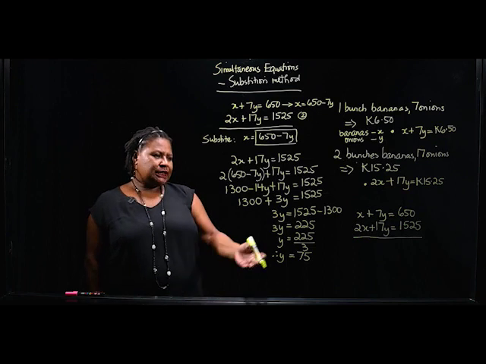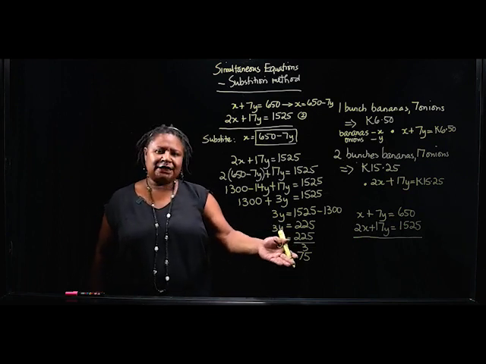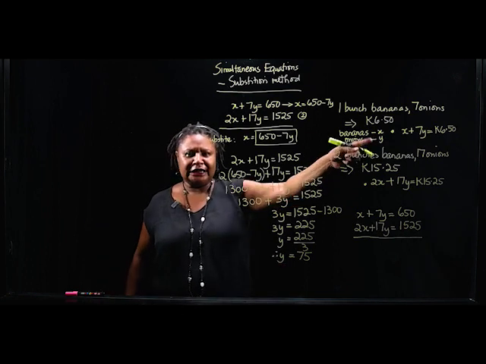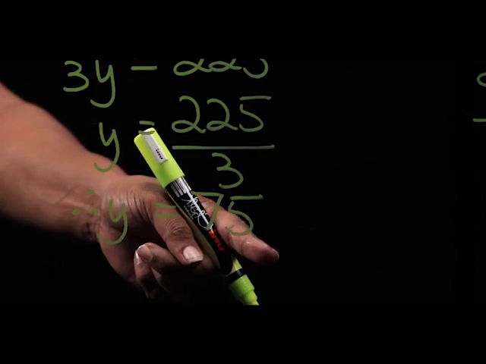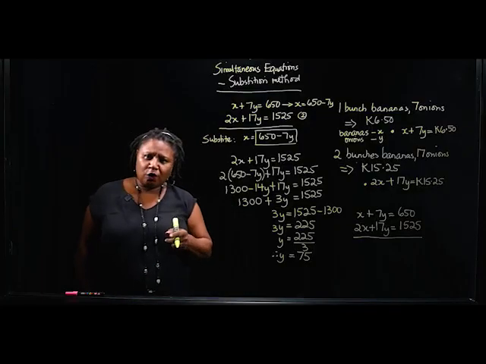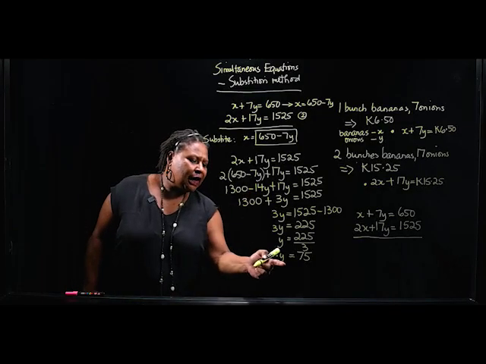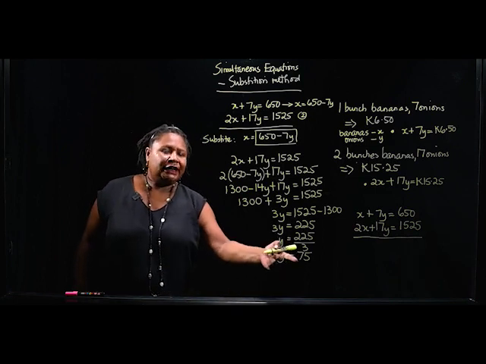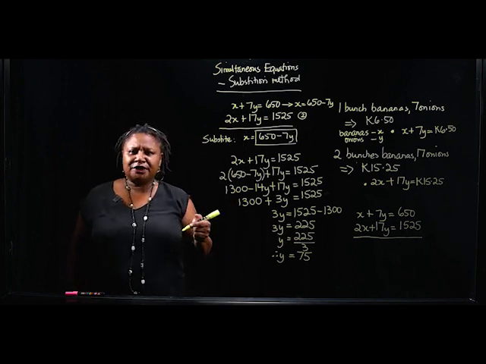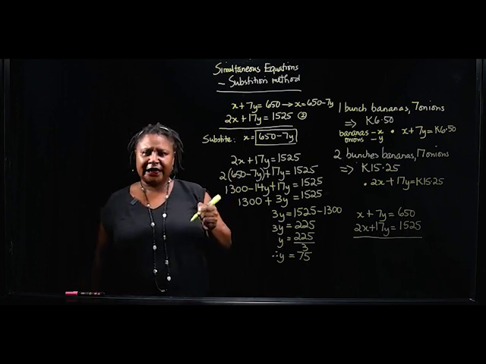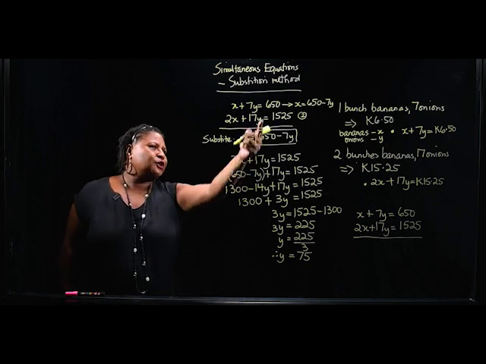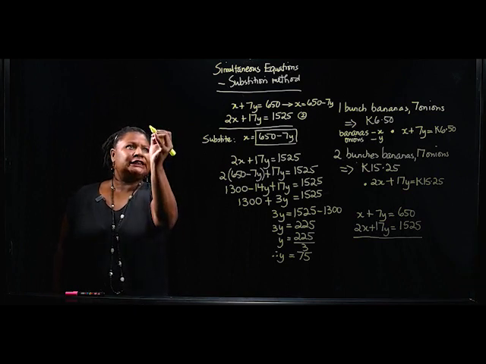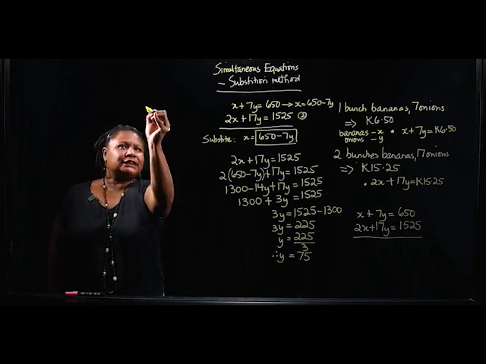Now what does this tell us? This simply tells us that for one onion, because y represents onions, I paid 75 toya. So to find x, I will use the value that I have found, which is 75 toya. Again, substitute into one of the equations and I'll find the value of x. We are going to use equation number 1 to do that. Equation number 1 is x plus 7y.